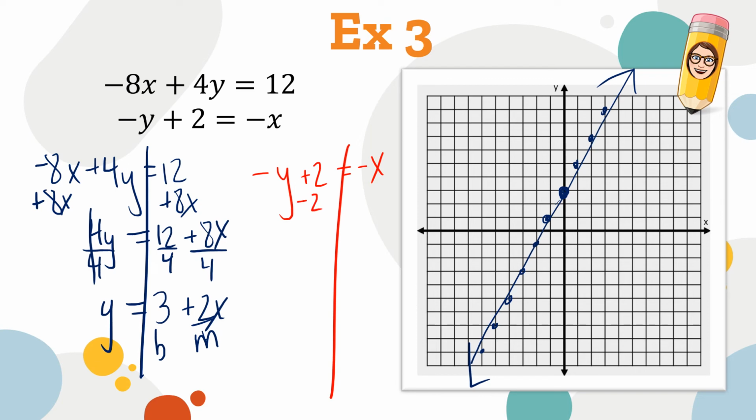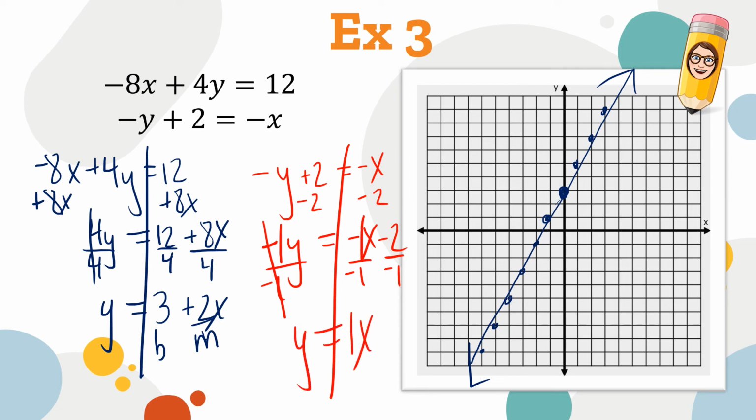First of all, instead of plus 2, we're going to subtract 2. The negative y falls down. I've got a negative x minus 2. Now, there's technically a negative 1 here. We still have a negative. We have to divide every piece by negative 1. Y is by itself. Negative 1 divided by negative 1 is positive 1. Negative 2 divided by negative 1 is positive 2.